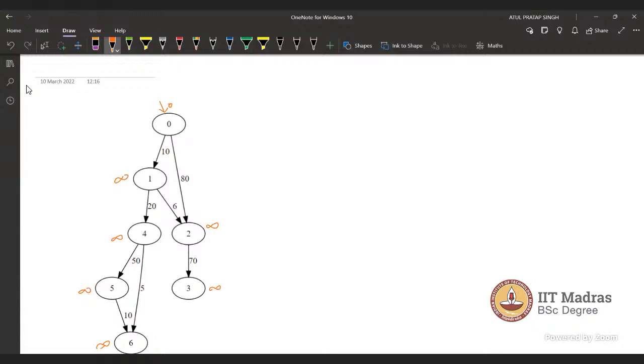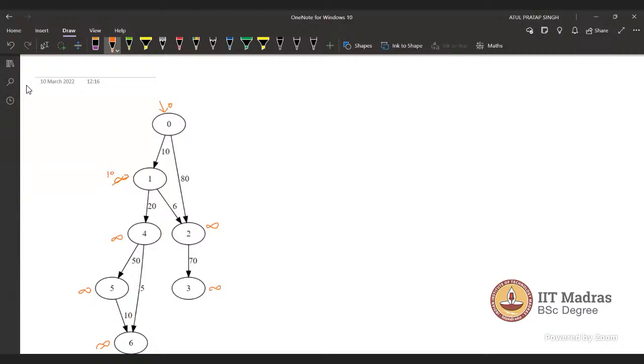This is what I am representing. After that we will select the node with the minimum distance. The minimum distance node is 0. Now this node will be selected, and we will update the distance of the neighbor nodes. If the neighbor's distance is less than the previous distance, we will update it. Starting from 0, we check the adjacent nodes of 0, which are 1 and 2. If we move from 0 to 1, the distance is 10, and 10 is less than infinite. So we will update this value, and it becomes 10.